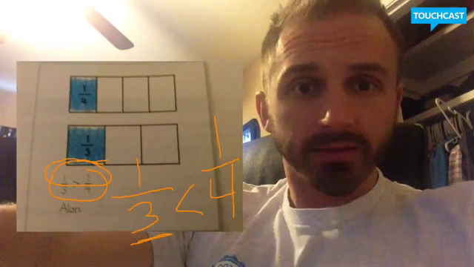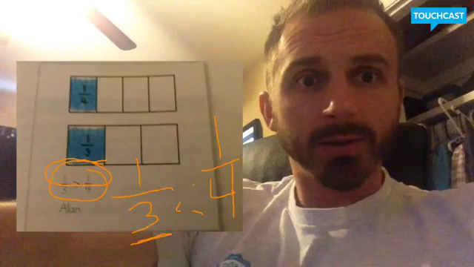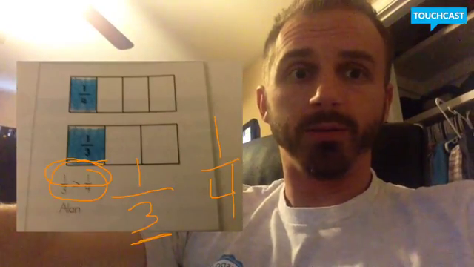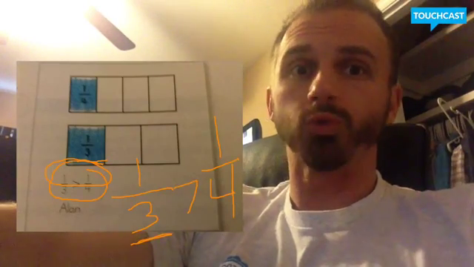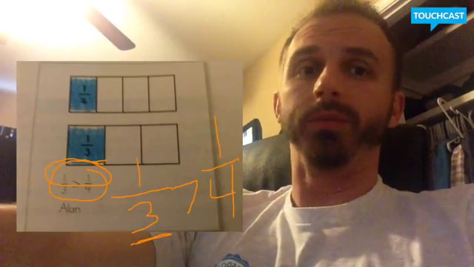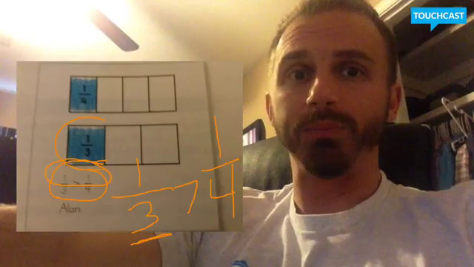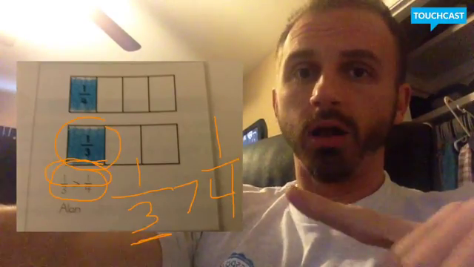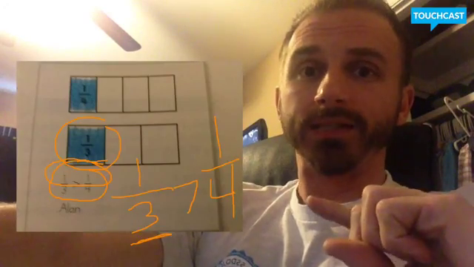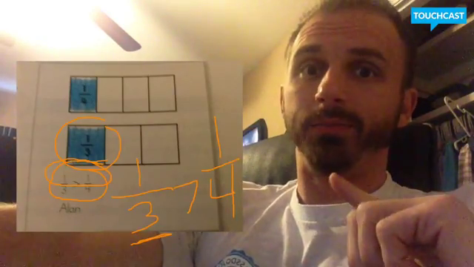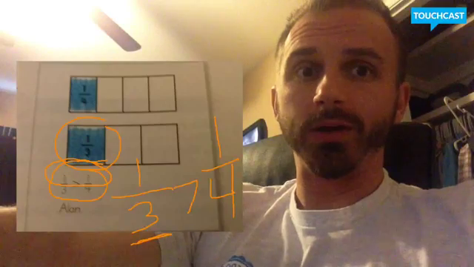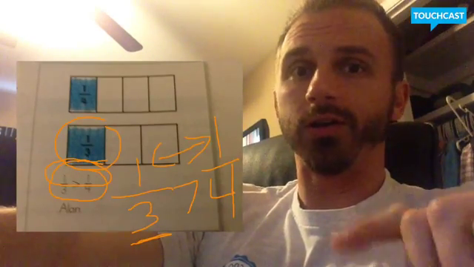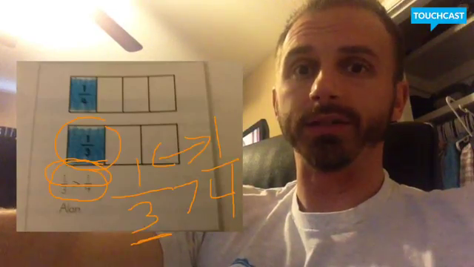1/3 is not less than 1/4. It's actually greater than 1/4, because the piece is actually bigger. We have fewer pieces to cut, and so the smaller the denominator, the bigger the piece. And so when my numerators right here are the same and my denominators are different, then the smaller denominator is the bigger fraction.